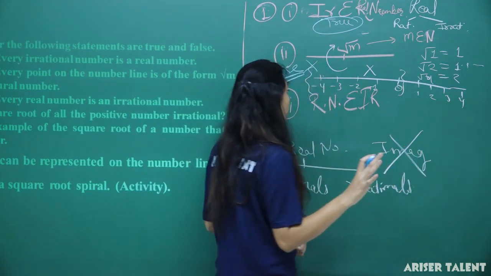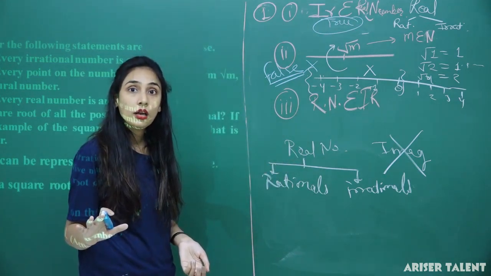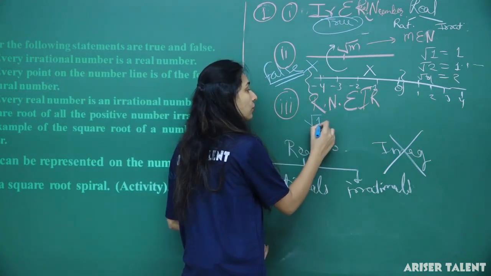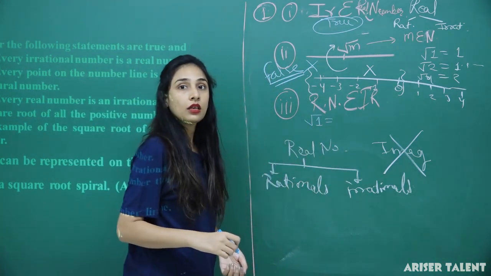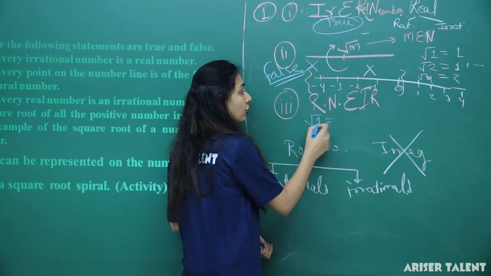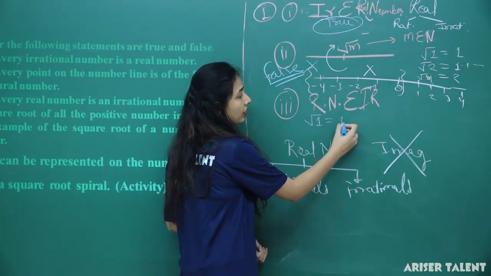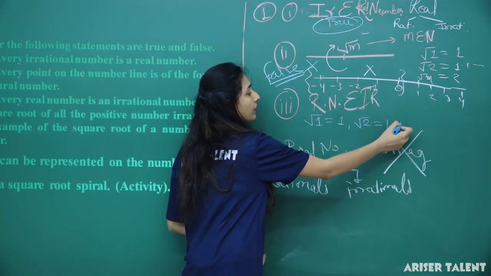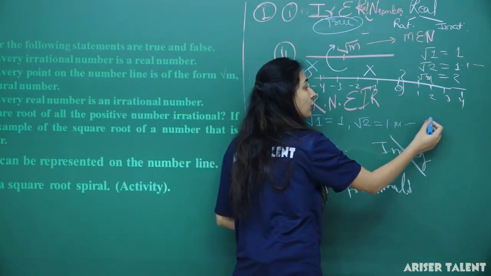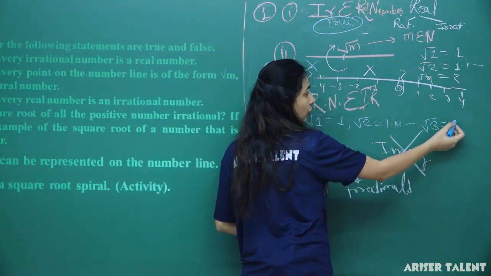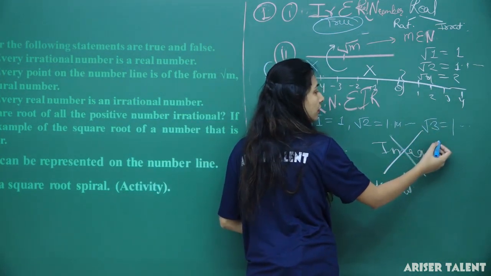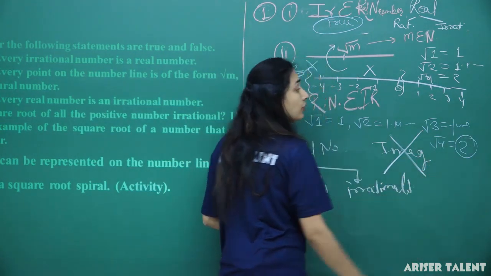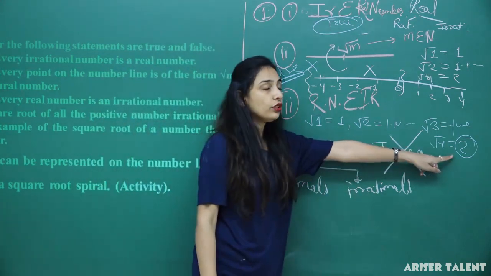Every real number is an irrational number. Is it possible? Because if I am talking about root 1, the value will be 1. Root 2, the value will be 1.14 something like that. Root 3, the value will be something positive. Root 4, the value will be 2. Now the value of root 4 is 2.